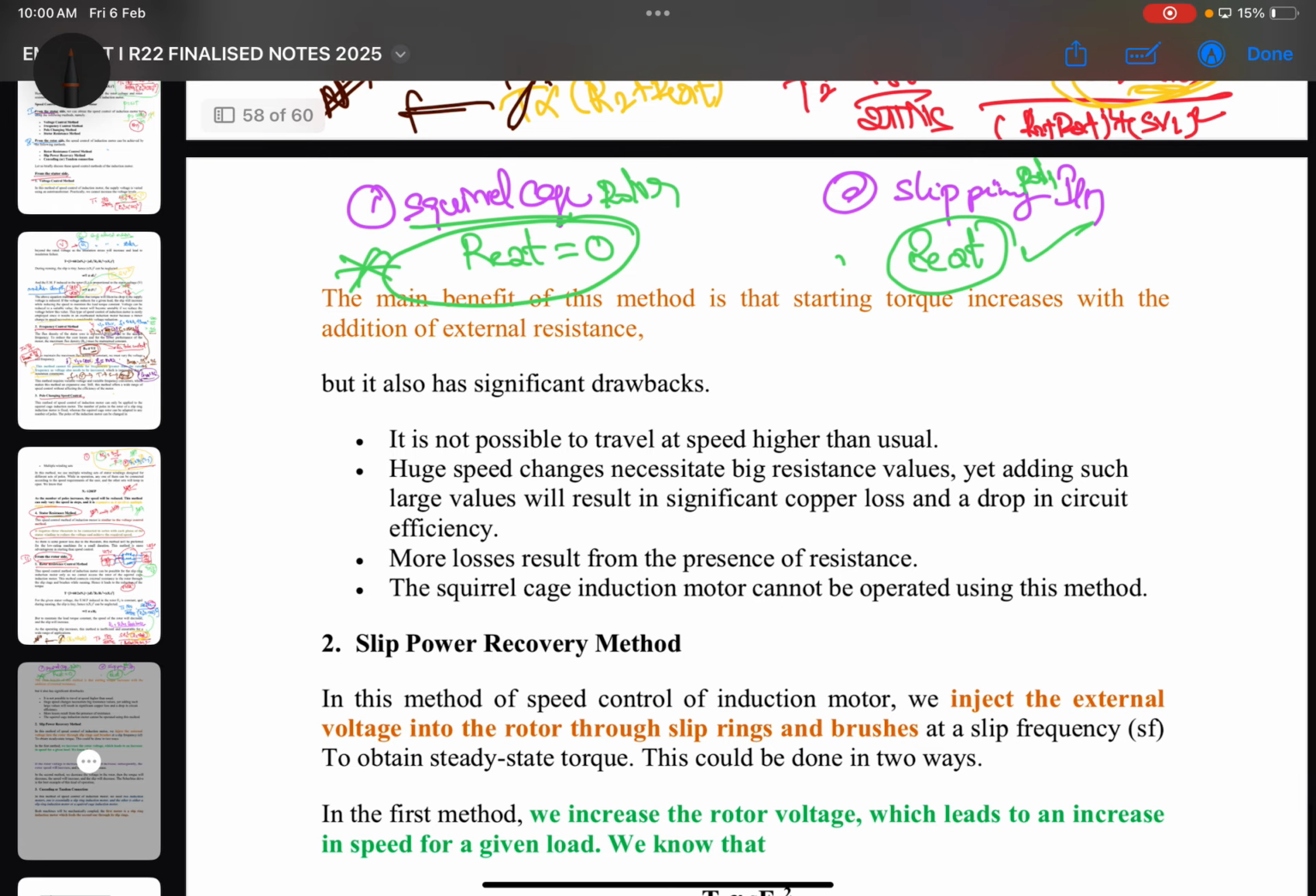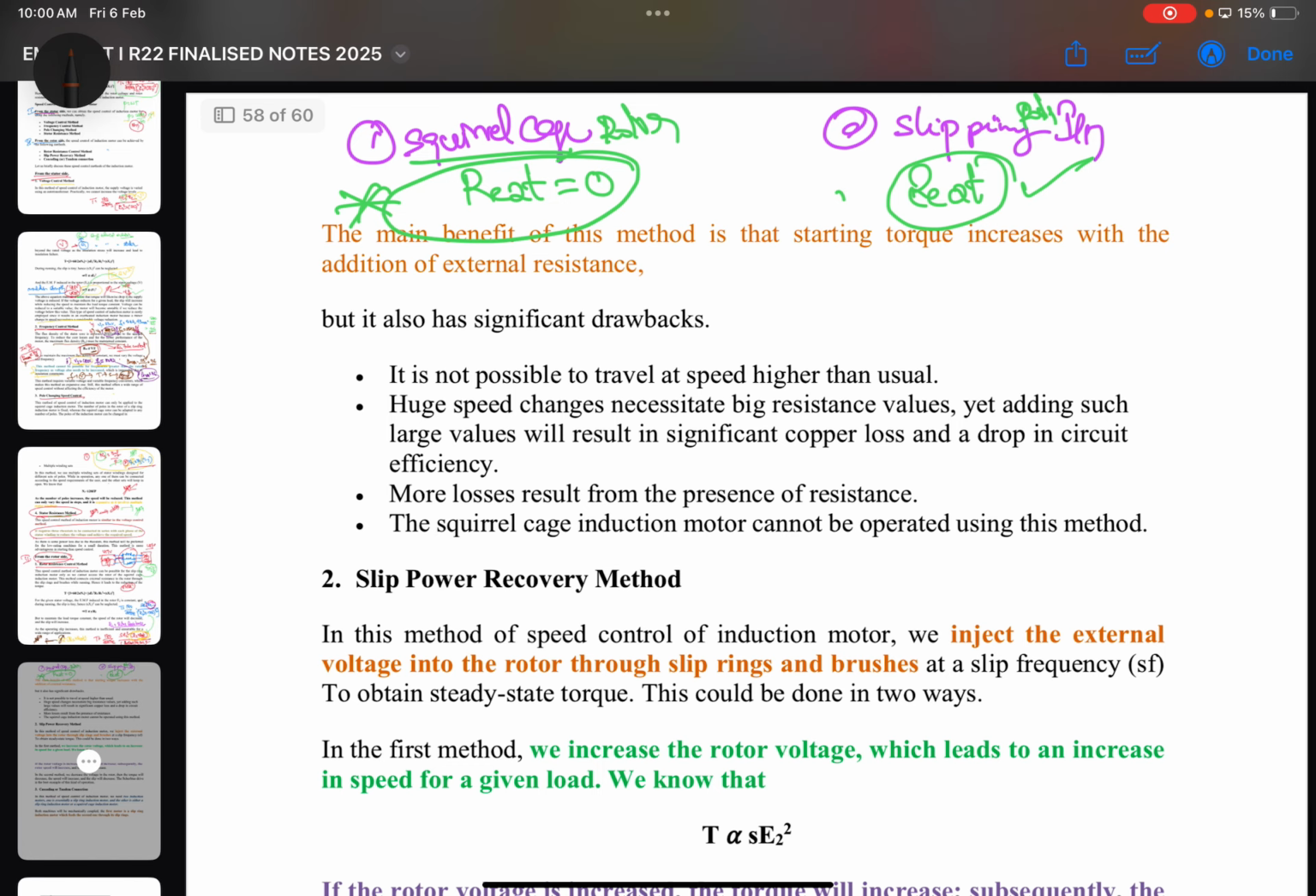So the benefits have also been given here. Squirrel cage is not suitable here, only suitable for slip ring. And what is the major drawback here?